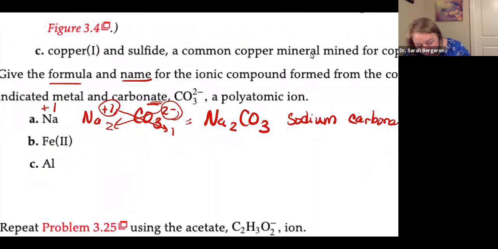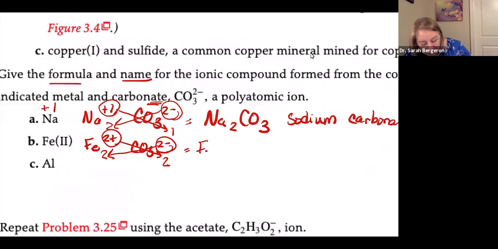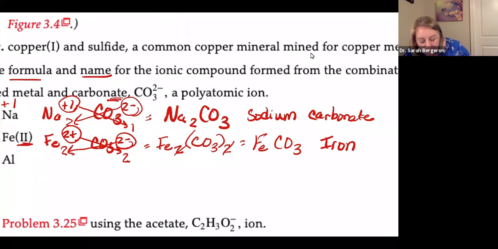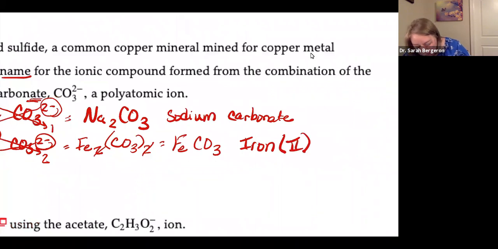Okay, Fe2. So Fe2+ and carbonate, CO3, 2-. So I'm going to take it and I'm going to crisscross them. And then I'm going to reduce. So Fe2, I got a polyatomic, so let's put it in parentheses, 2, and then I'm going to reduce that to FeCO3. And I don't need the parentheses anymore because they're both 1. So let's name it. Now be careful. This is iron. Remember, it's a transition metal. You saw it had Roman numerals, so you got to keep those Roman numerals. Iron 2 carbonate.